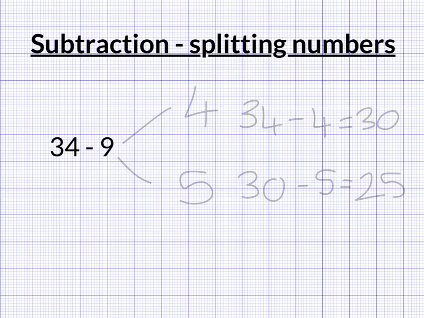Subtraction, splitting numbers. So here we've got 34 take away 9. We can split 9 into 4 and 5. So 34 take away 4 is 30, 30 take away 5 is 25.